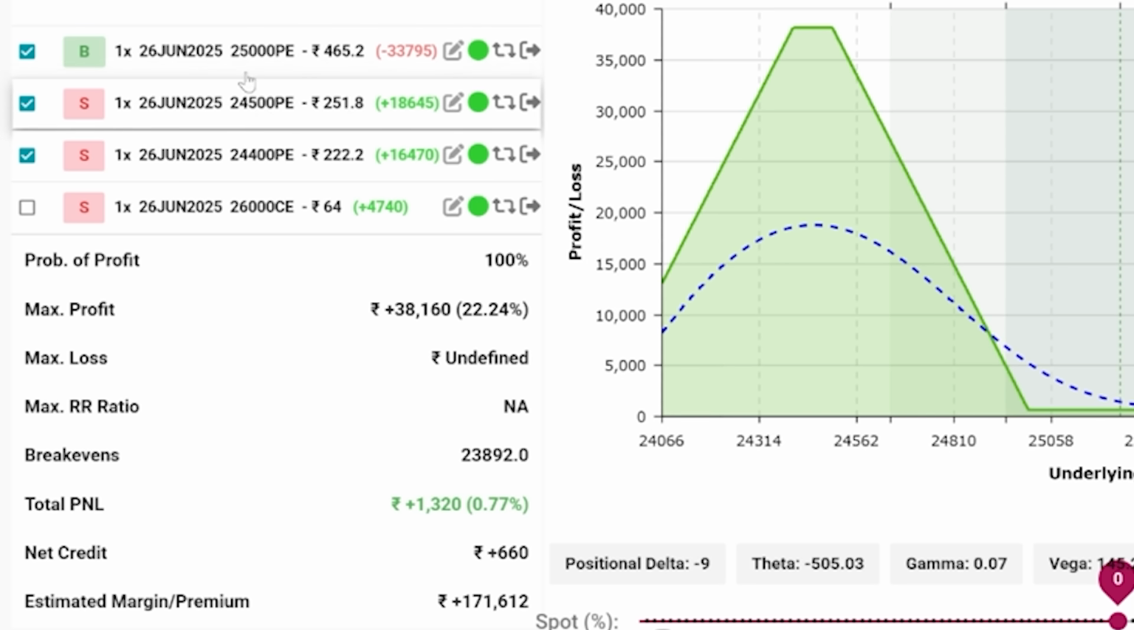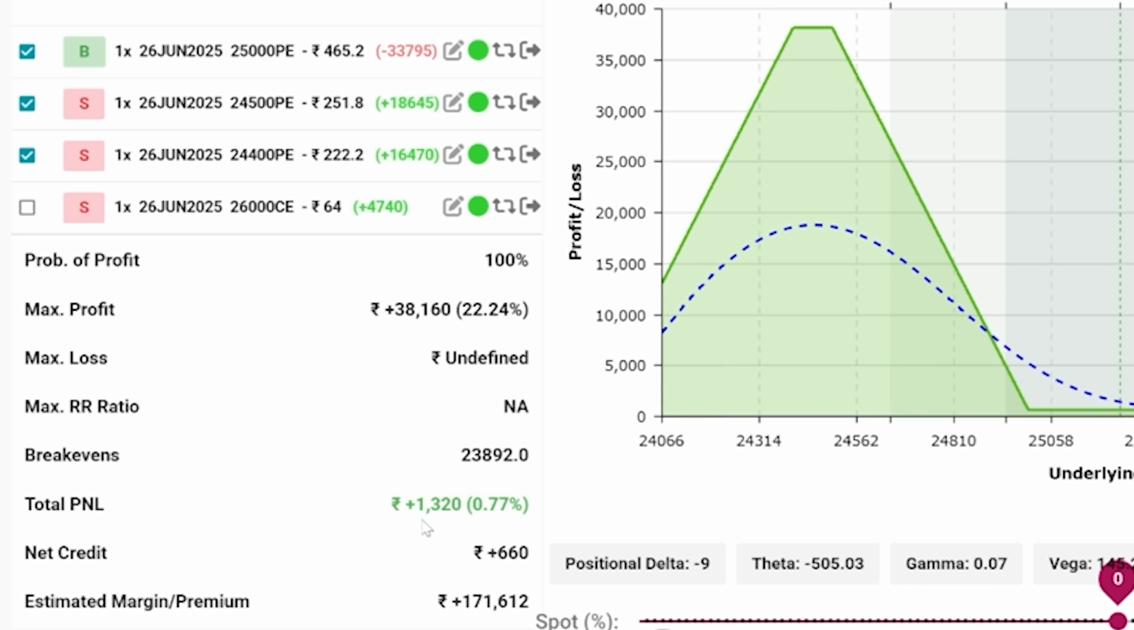Now what has happened as a result? We have lost 34,000 rupees in buying the put option. But losing 34,000 is what people who bought a naked put would have lost. Although there is a 34,000 rupee loss in the buy option, see the sell options covered almost the entire loss. So we are still sitting with a very, very small profit.